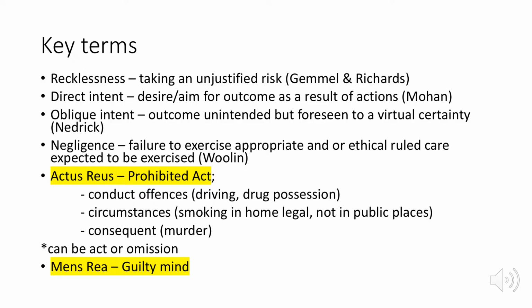So, firstly, we've got recklessness. This is taking an unjustified risk, as shown in Gemmell and Richards. You've got direct intent, which means the desire or aim for an outcome as a result of actions, which was shown in Mohan. You've got oblique intent, where the outcome is unintended, but it's foreseen to a virtual certainty, as shown in Nedrick.